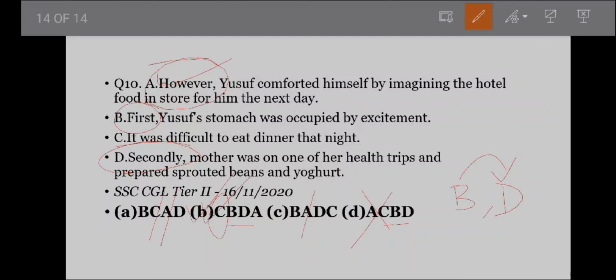It was difficult to eat dinner that night. Okay, fine. Then option B, first, Yusuf's stomach was occupied by excitement. Secondly, mother was on one of her health trips and prepared sprouted beans and yogurt. Fine. And last is option A, sentence A. However, Yusuf comforted himself by imagining the hotel food in store for him the next day. Fine. So option B is the right one. 10 will be option B.